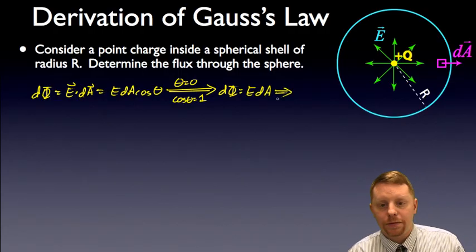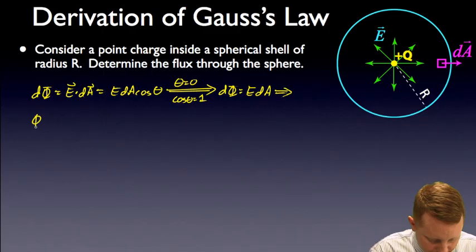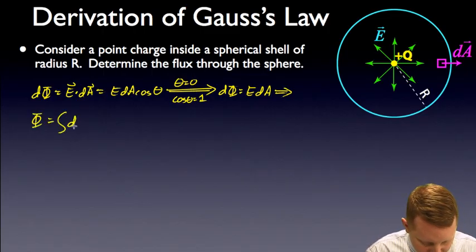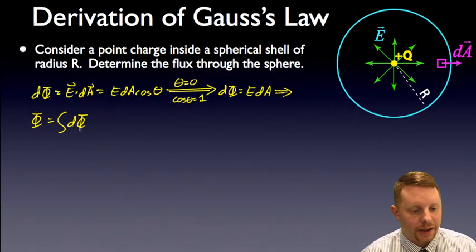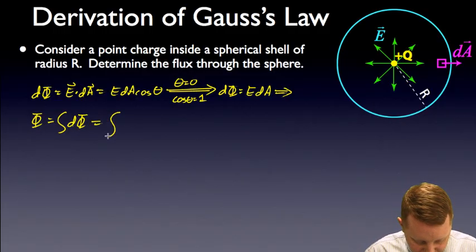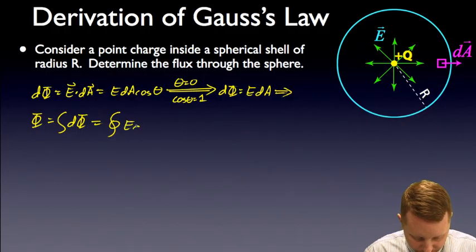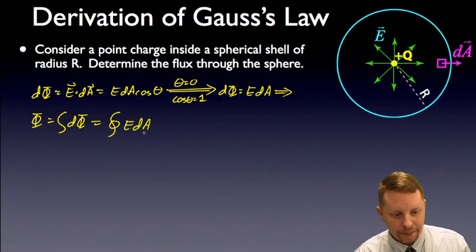So let's find the total flux then. The total flux, phi, is going to be the integral of d phi, or that's the integral over our closed surface now of E dA.